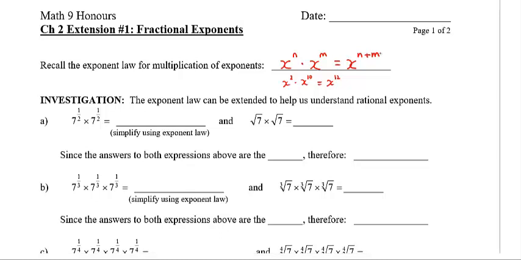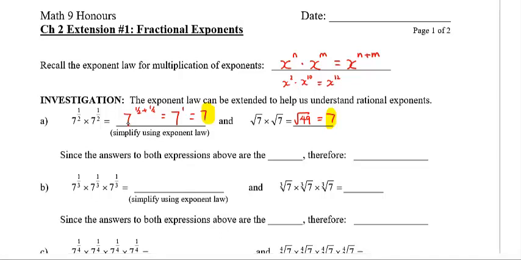So notice that in part A, if I have 7 to the power of a half times 7 to the power of a half, that would be the same thing as 7 to the half plus a half. And what's a half plus a half? That's right, that's 7 to the power of 1, or just 7. Well, if I had root 7 times root 7, hopefully you know that that's actually equal to root 49. But root 49 is actually the same thing as 7. Hey, look at this. Both of these answers equal 7.